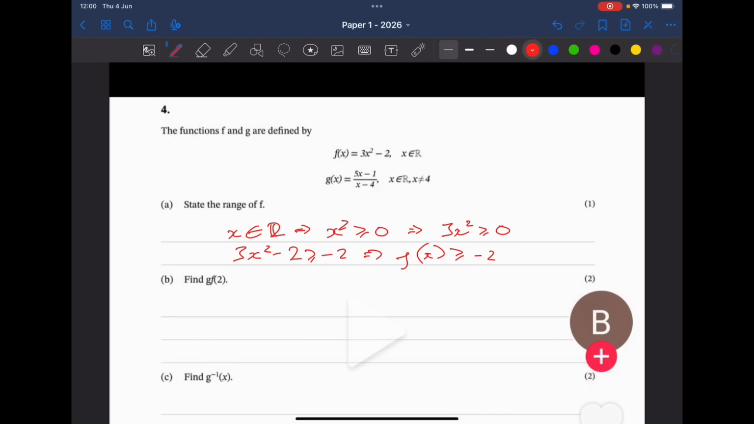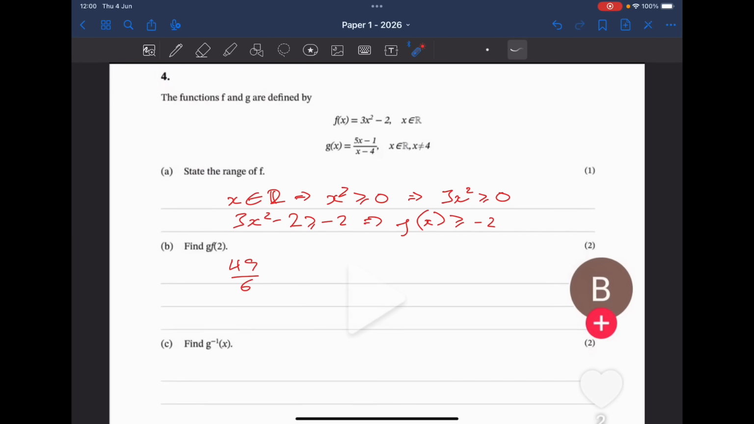g f of 2. So we'll plug 2 into there. 4 times 3 is 12, take away 2 is a 10. Plug it into there. 50 minus 1 is 49. 49 on 10 minus 4 is 6. So 49 on 6, 7 squared. No cancelling happens there. And that's the same as I got yesterday. And again, I've checked both of these on Wolfram Alpha. They do pop out giving you this value.